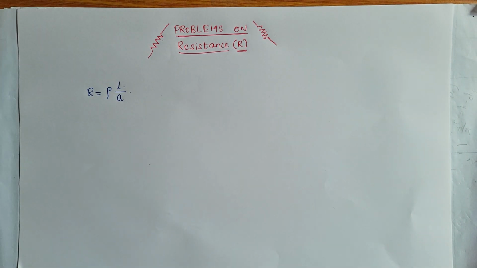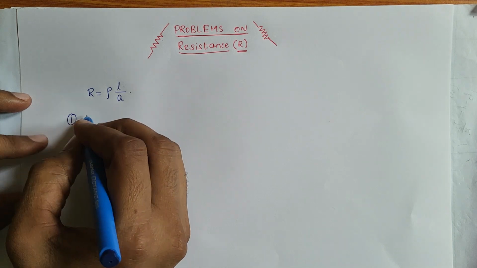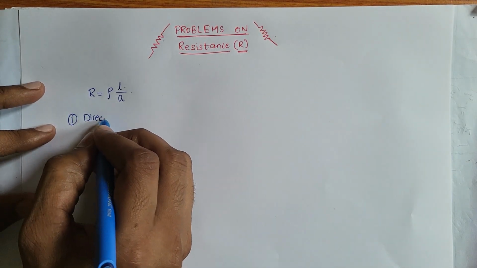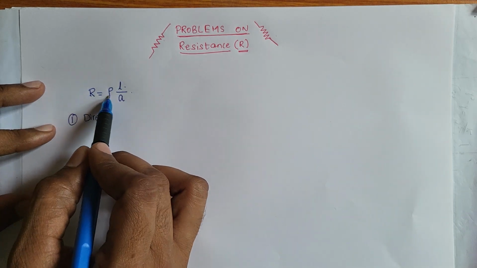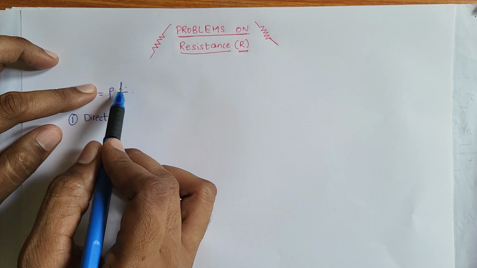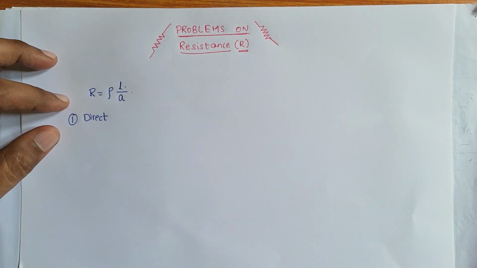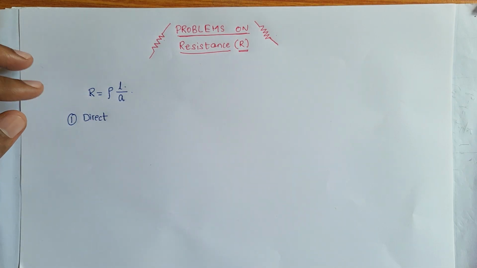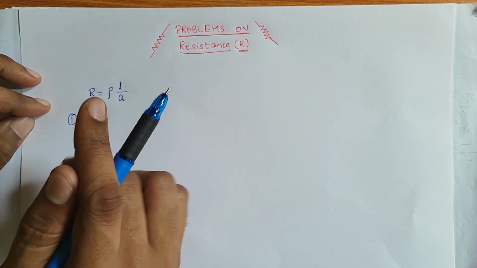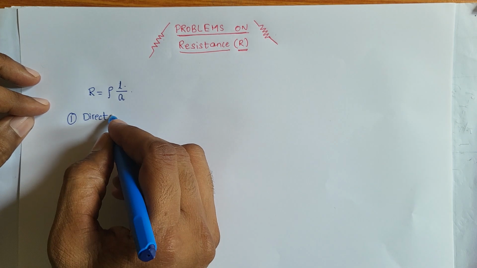Okay. First we should be knowing how they will ask questions. If we know how they will ask questions, then you will be able to answer the questions, right? So let us first find out all the ways of asking a question. First way, direct, means R is equal to rho L by A. In these four terms, R, rho, L, A, they'll give any three terms and they'll ask you to find R. Or they'll give R, L, A and they'll ask you to find resistivity. Or else in these four, any three they will give and one they'll ask you to find out. That type of questions they will be asking.